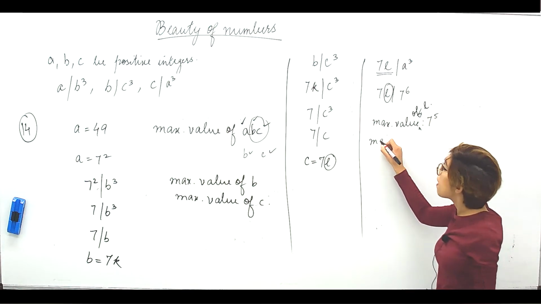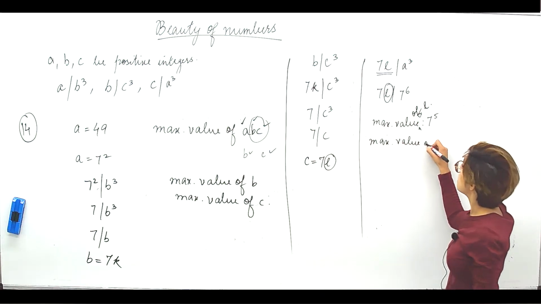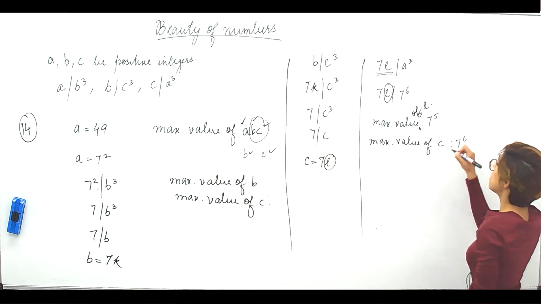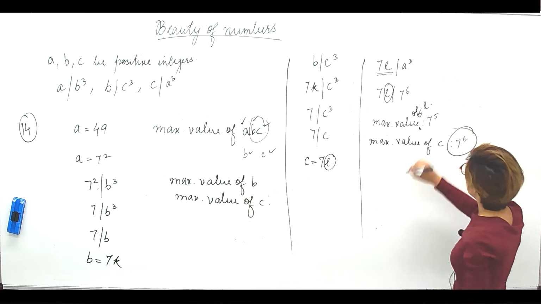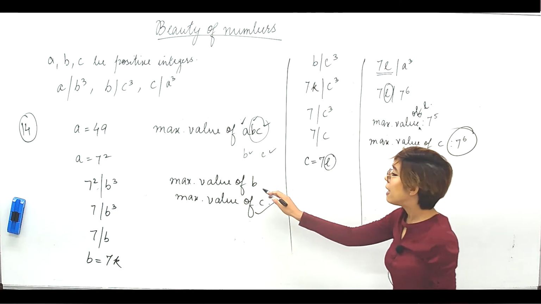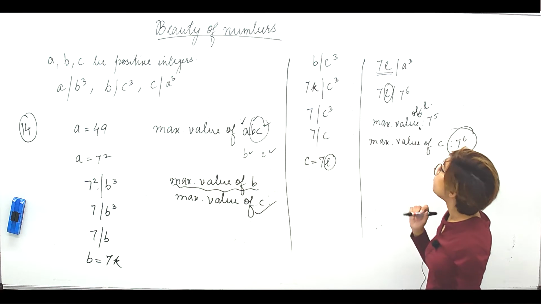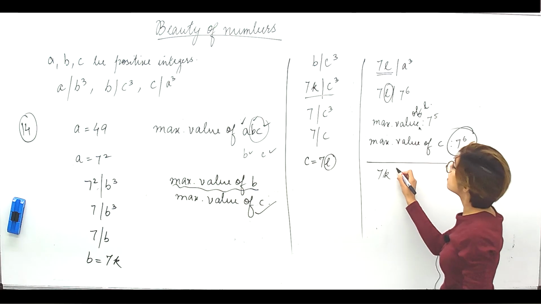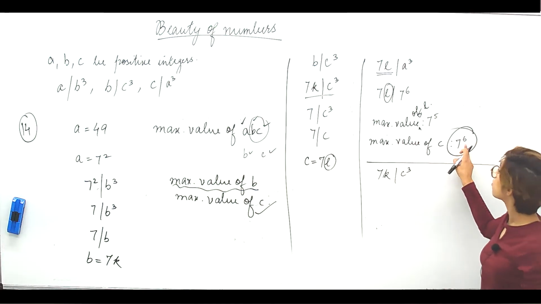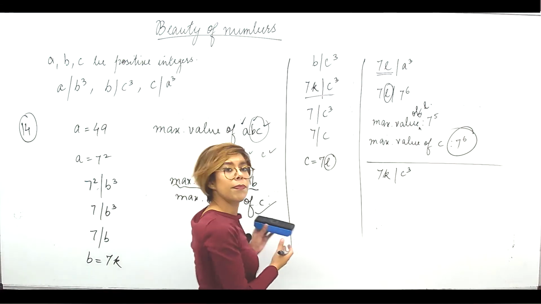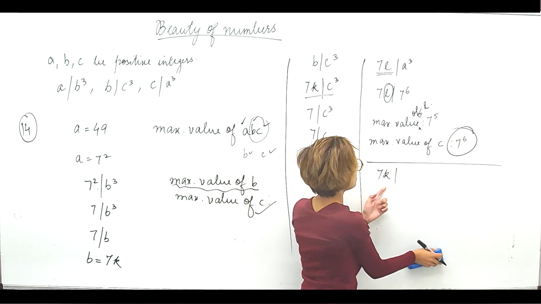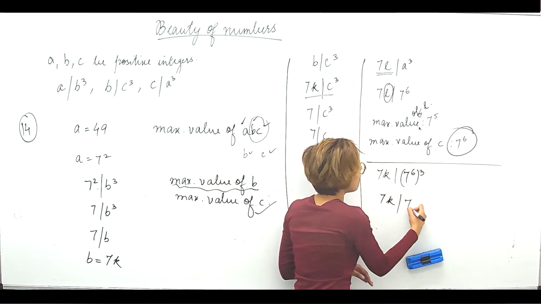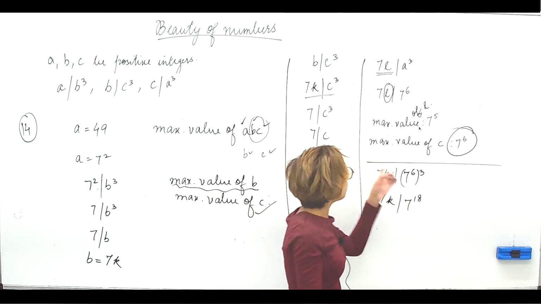That means maximum value of C is 7 into L, so 7 into 7 raised to power 5. So that is 7 raised to power 6. Done? Okay. At least we got this. Now I need the maximum value of B. Where is B involved? B was involved here. Now I know that 7k divides C cube. Now the maximum value of C cube has come, 7 raised to power 6. So 7k must divide 7 raised to power 6 cube, or I can say 7k must divide 7 raised to power 18. Now I want the maximum value of what?